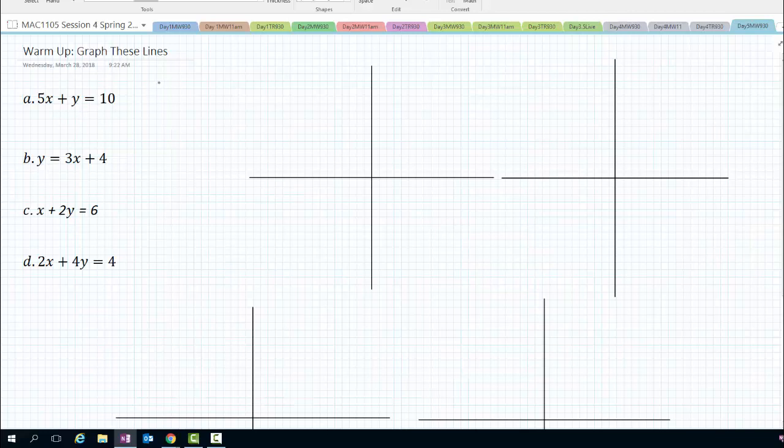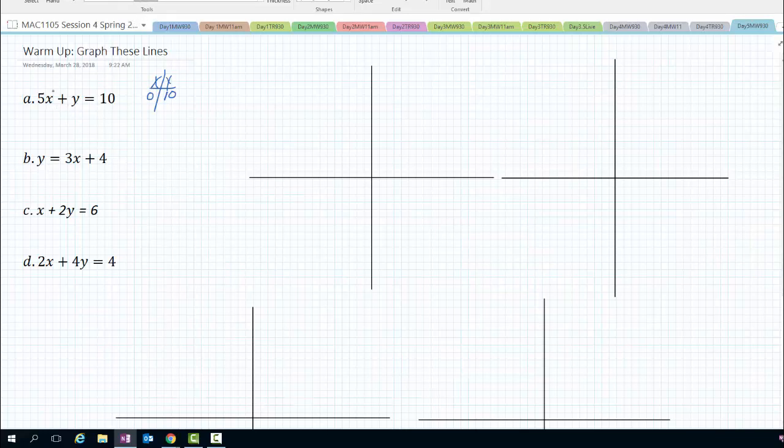You can make a little XY chart, right? And for example, you could plug in 0 for X, and you'd get 0 here, and you'd say, okay, Y is 10. That's fine. But I'm going to use the method of getting the slope-intercept form by solving for Y, and using the slope and the y-intercept to graph the line.